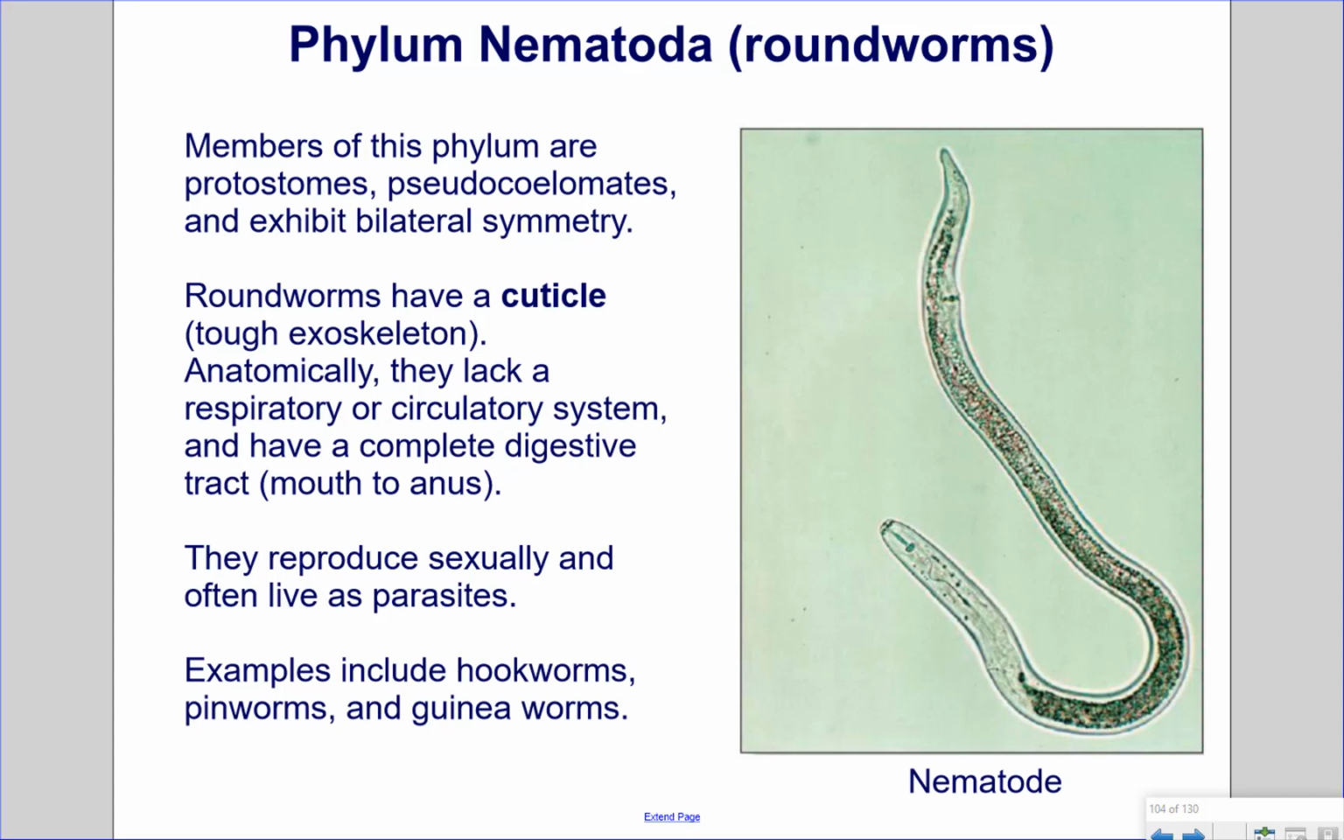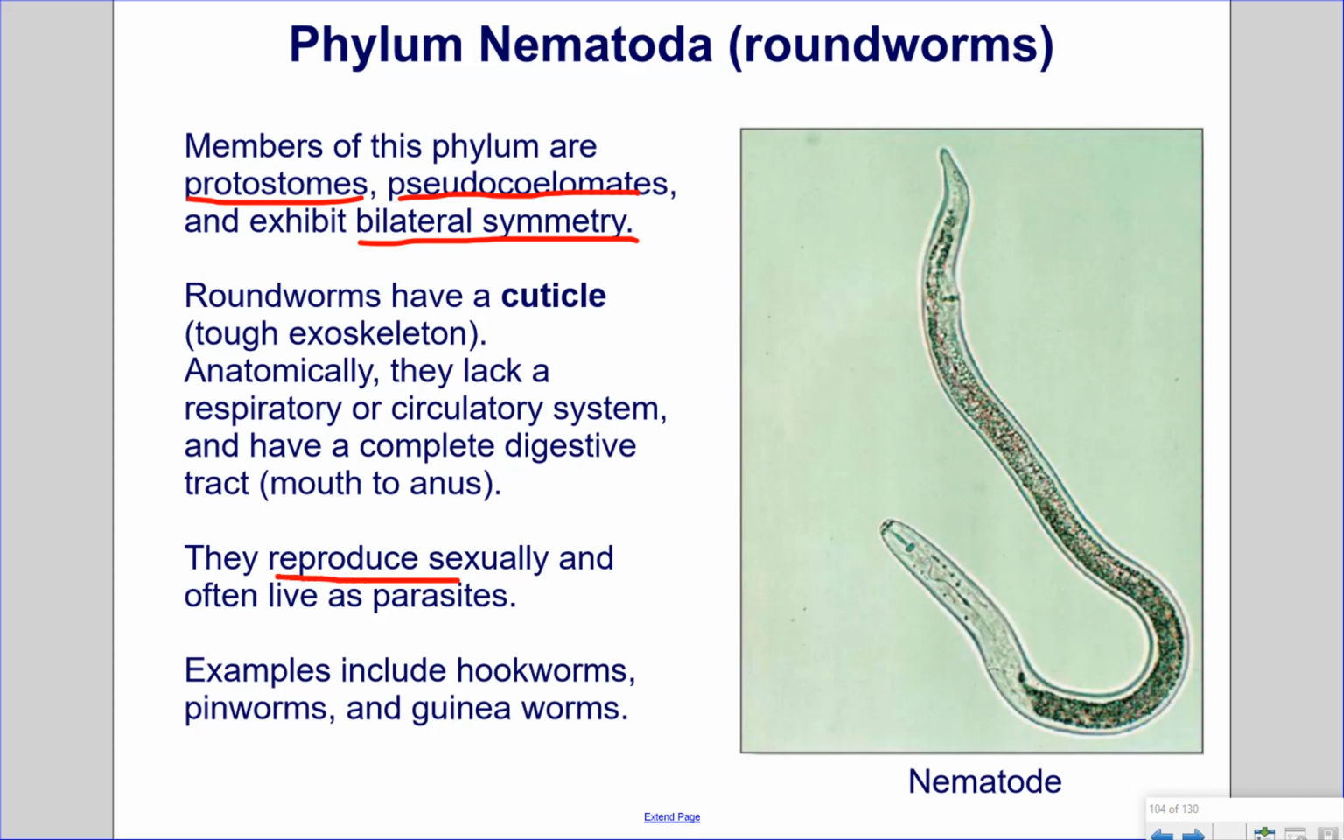Phylum Nematoda, the roundworms. Members of this phylum are protozoans, pseudocoelomates, and exhibit bilateral symmetry. Roundworms have a cuticle that's a tough skeleton. Anatomically, they lack a respiratory or circulatory system and have a complete digestive tract, from mouth to anus.